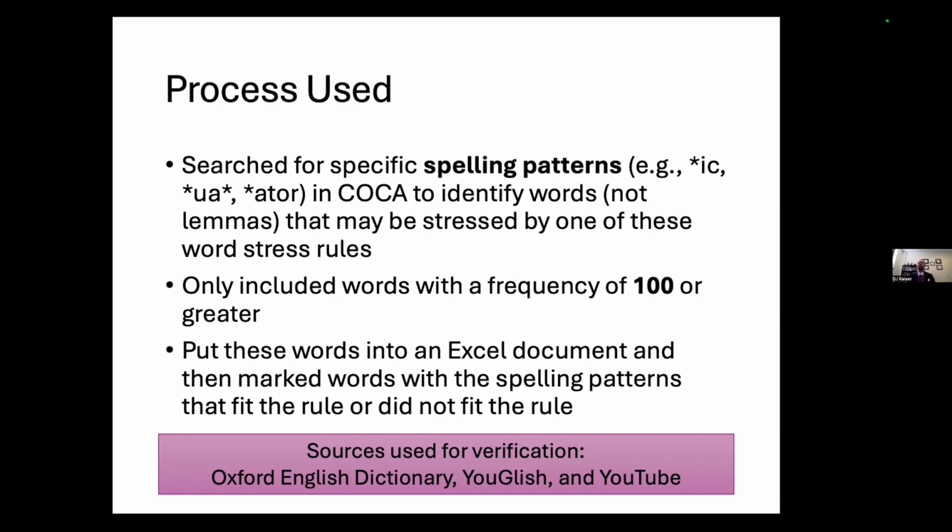I spent months going through these words, and I used the Oxford English Dictionary to see how they were putting the stress on these words. There were a lot of proper nouns and proper adjectives, and I'll talk about the role of proper nouns and adjectives because that plays a major role with this.